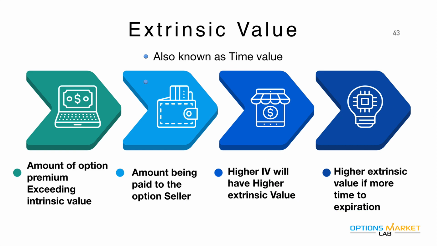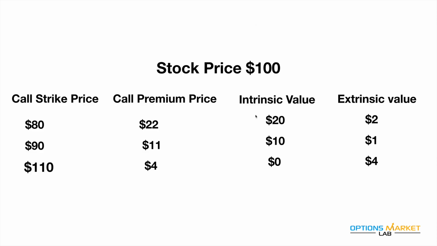So let's go over a few examples of extrinsic value. Let's look at a stock price which is trading at $100. The call strike price is $80. The call premium is $22. Because it's $20 in the money, it has a $20 intrinsic value, and the remaining is $2. That gives us the $2 extrinsic value, which is the time value.